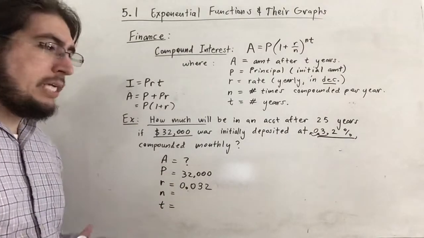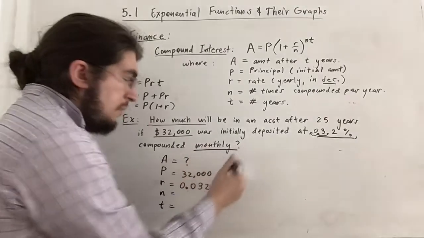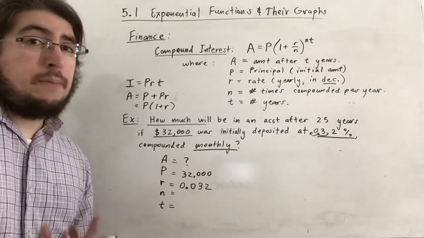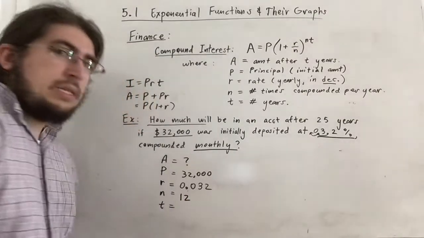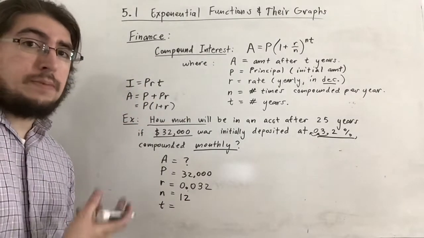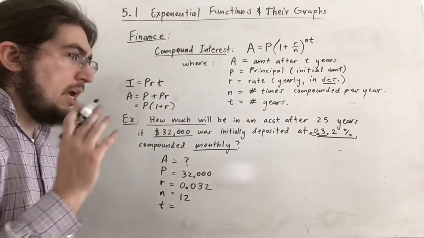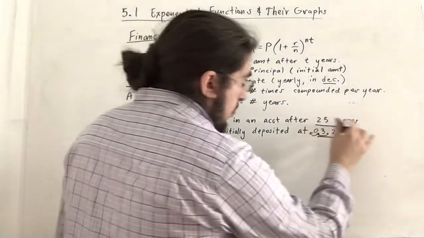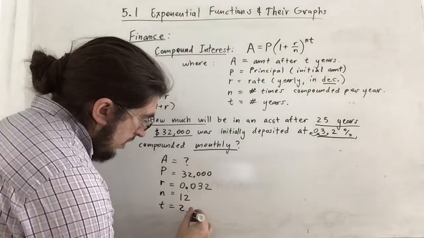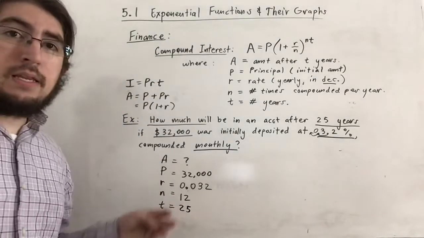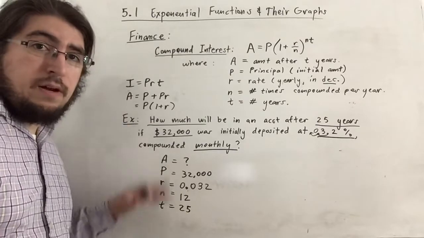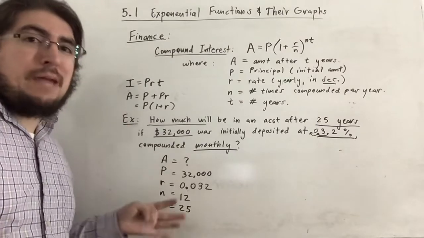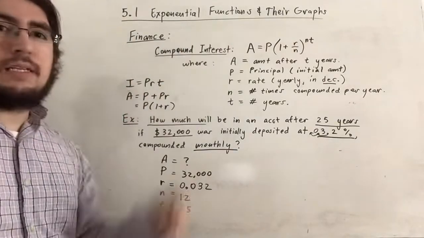N, how many times per year? The keyword here is monthly. If it's compounded monthly, how many months are in a year? 12 months. So if it's compounded monthly, that's 12 times per year. Great. Now finally, how many years? 25 years. So we've looked at all of the key components in the wording here, the sentence, and we've converted and figured out what our labelings are, and now let's just plug into this formula.